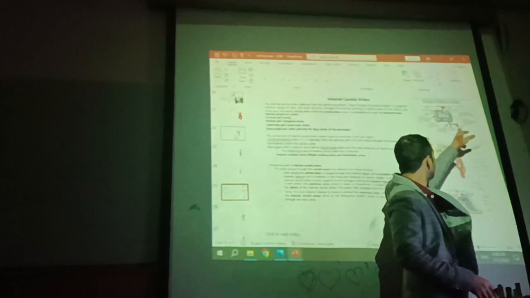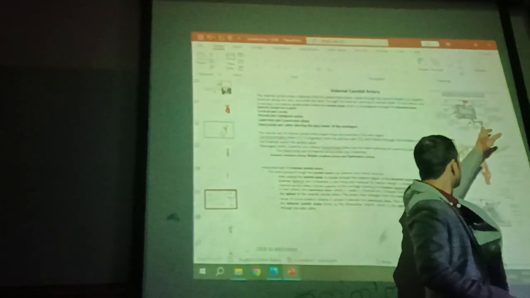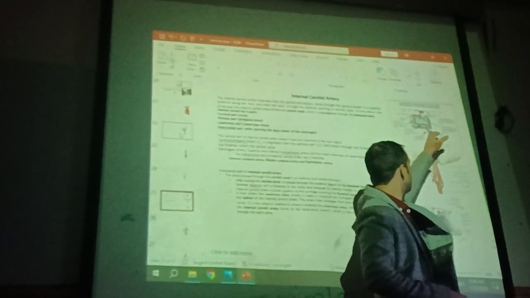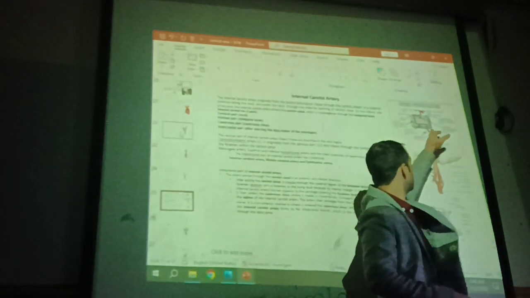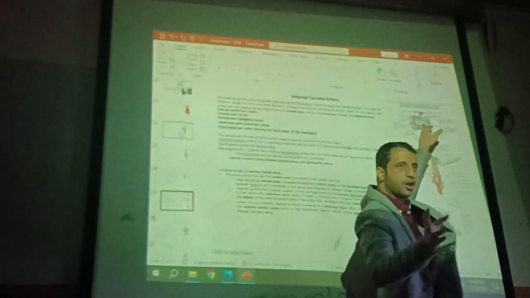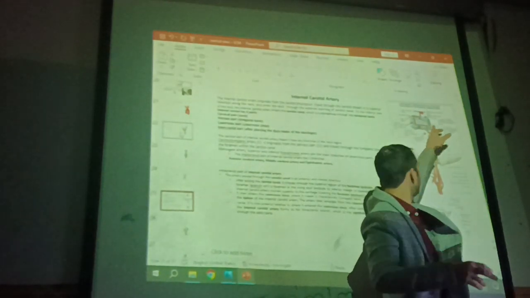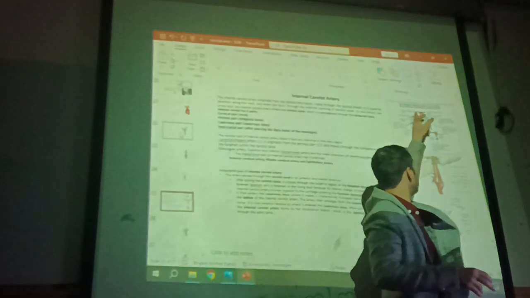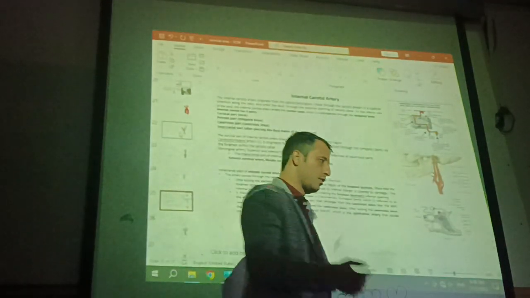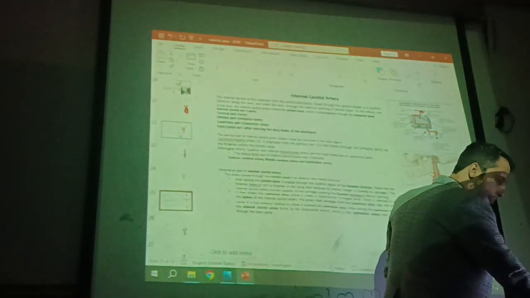It is the cervical area, the petrous part. The third part is located in the carotid groove, the cavernous part. And the final part is divided into three branches at the anterior clinoid.